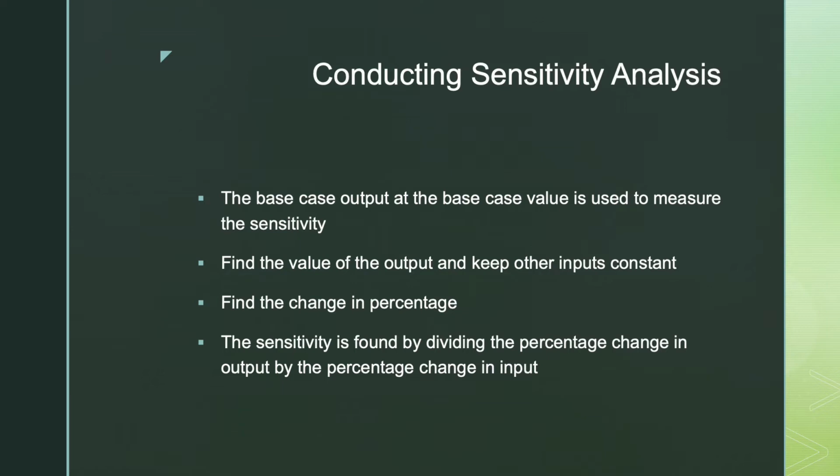What we do is find the percentage change in the output and the percentage change in the input. We find the sensitivity by dividing the percentage change in output by the percentage change in input.